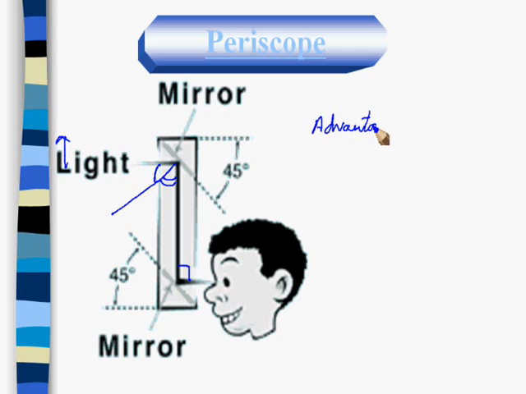In the trenches, in the submarines, objects at some height can be observed by the soldiers at some depth. Now, the second application of this periscope is at crowded places, where you can observe the things happening at some height beside the huge crowd there.